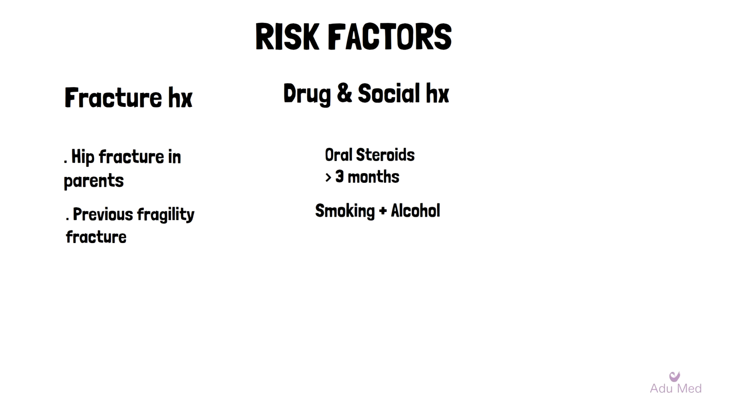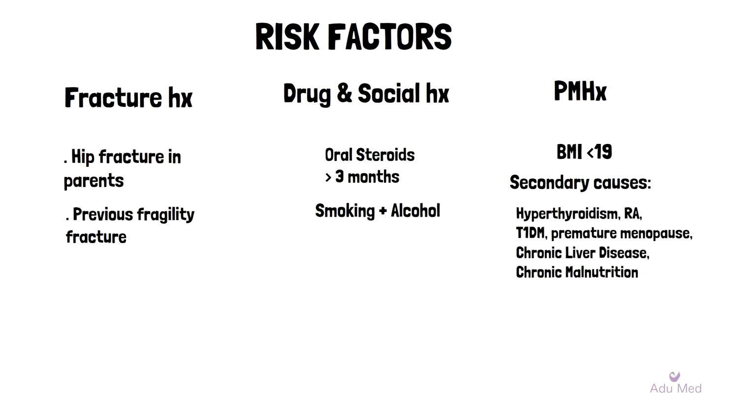And lastly, we can look at risk factors linked with past medical history. So here we look at things like a BMI of 19 or less, and also secondary underlying causes of osteoporosis, such as untreated hyperthyroidism, rheumatoid arthritis, and also other conditions. Certain medications are more likely to lead to osteoporosis. So some examples include steroids, PPIs, antiepileptics, and SSRIs.